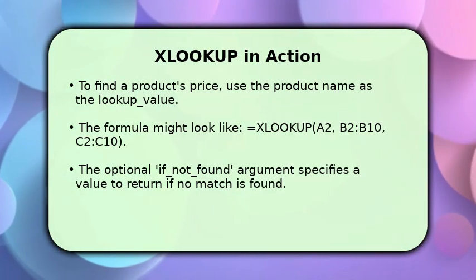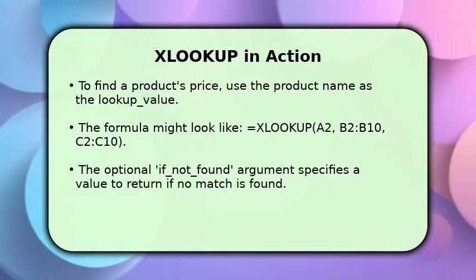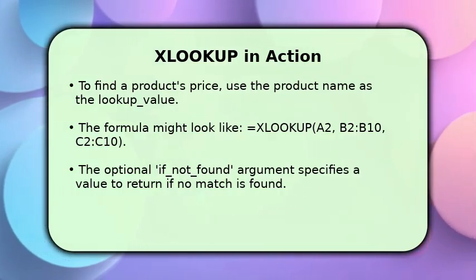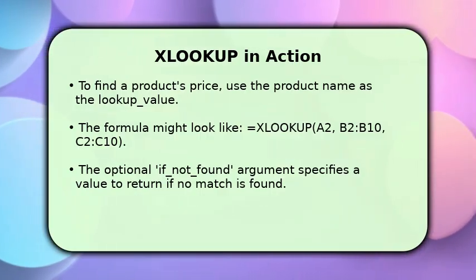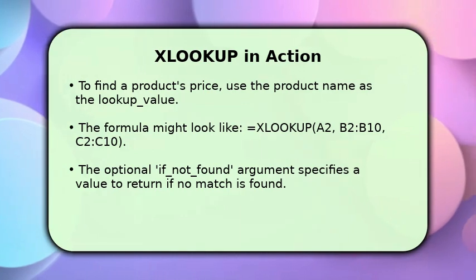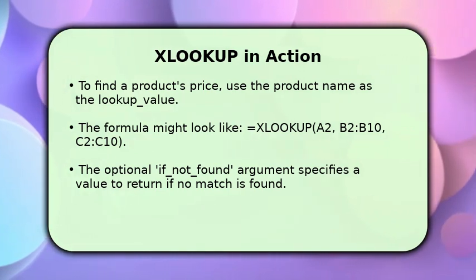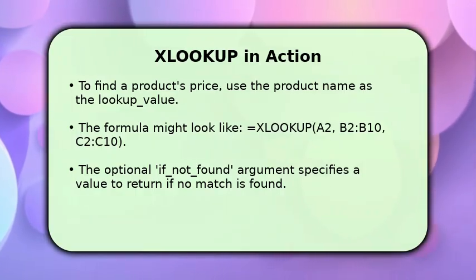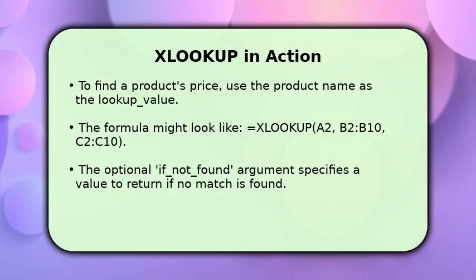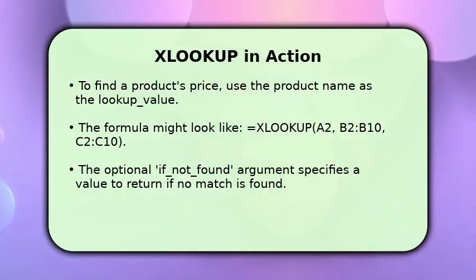Now, let's try a practical example. Imagine you have a list of product names in column B and their prices in column C. If you want to find the price of a product listed in cell A2, your formula would be equals XLOOKUP, then A2, followed by the range B2 to B10 for the product names, and finally C2 to C10 for the prices. This simple setup will instantly retrieve the correct price. Remember, XLOOKUP defaults to an exact match, which is often what you need.